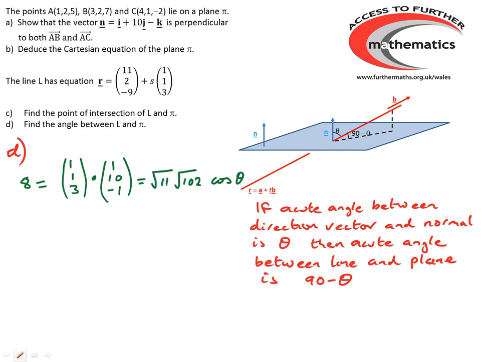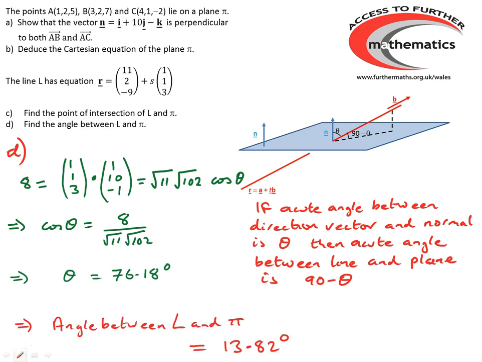So we've got 8 is root 11 times root 102 times cos theta. So cos theta must be 8 divided by root 11, root 102. So we've got the acute angle between the normal and the direction vector of the line is 76.18 degrees. So the required angle is 90 minus theta, which is 13.82 degrees.